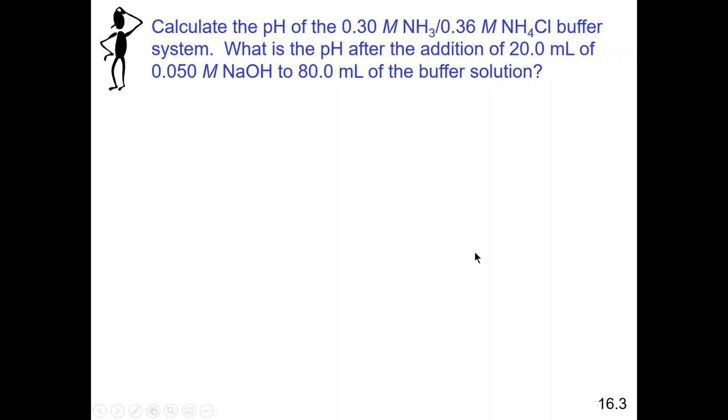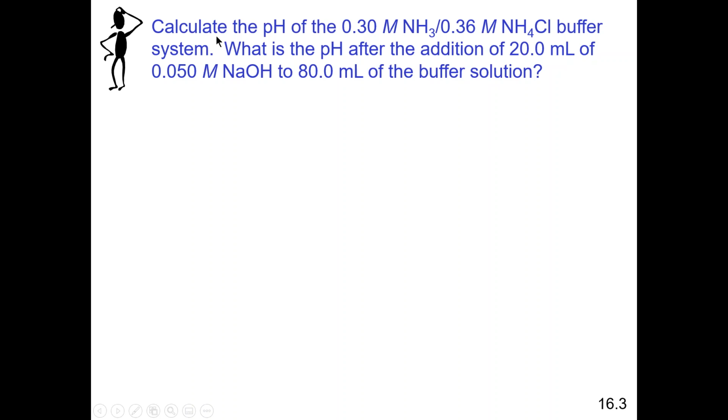Okay, so we're going to look at this example. How do we calculate the pH of a buffer? And also, how do we calculate the pH of a buffer after adding a certain amount of acid or base? In this case, it's a base being added. So let me just go through this question, which is in two parts.